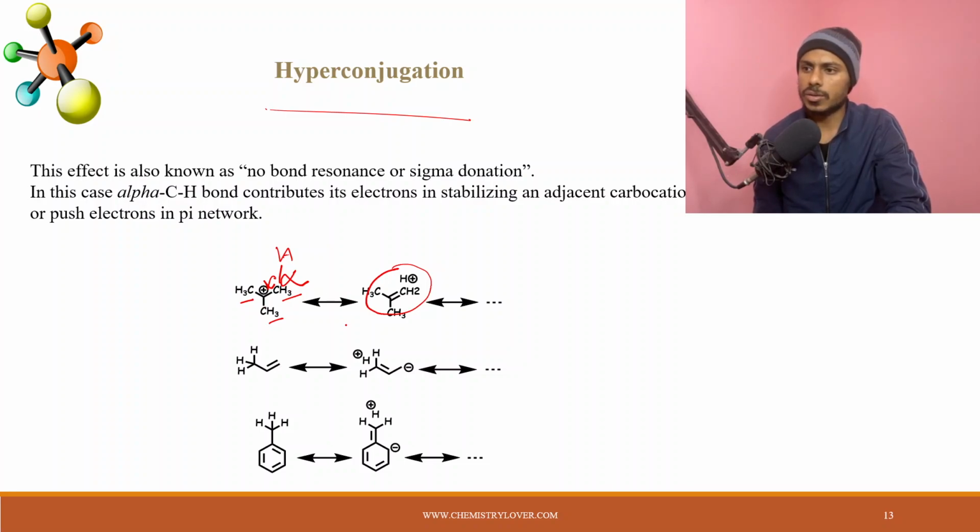Not only with the carbocation, hyperconjugation can also occur with an adjacent pi system, and an adjacent aryl system. This is how hyperconjugation can also occur. Although it is not a very strong effect, in some cases it becomes the deciding factor, and we will see that later.